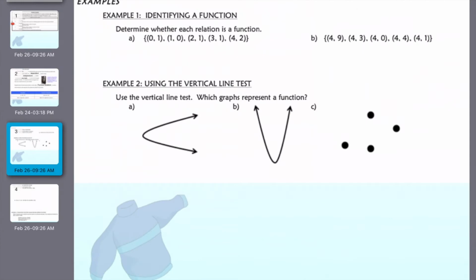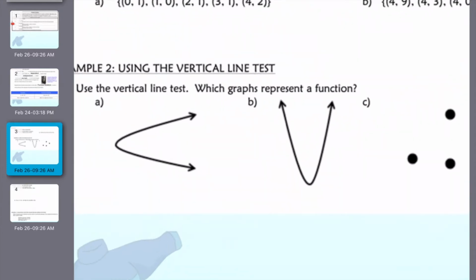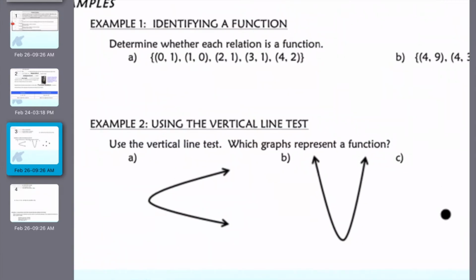So 1a, determine whether each relation is a function. The main thing that I'm going to look for when I'm working with these is I'm going to look at my inputs. I'm going to make sure that every single input has exactly one output. And in this case, it does. I am not repeating an input. So in this case, I can see that yes, this is a function.